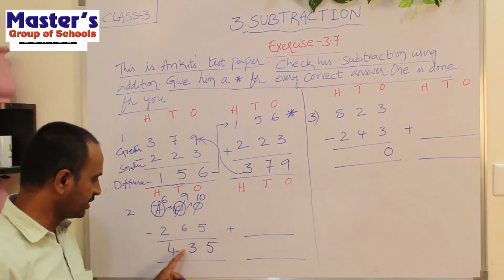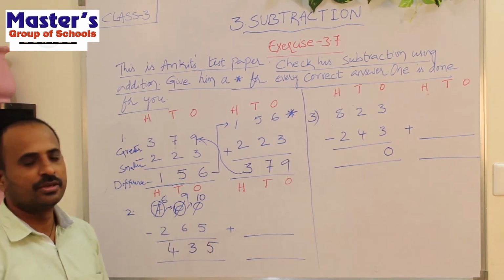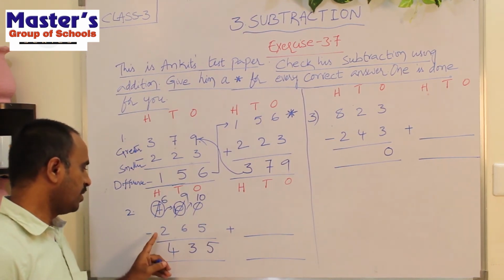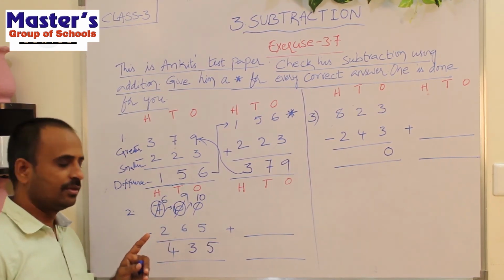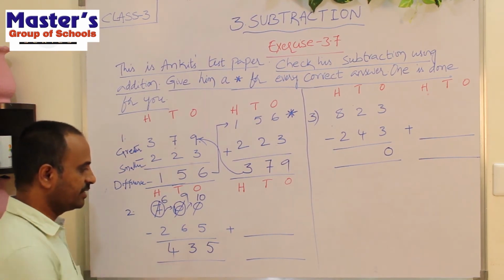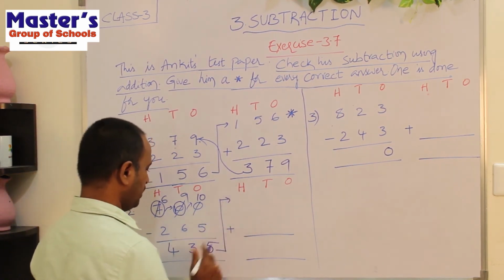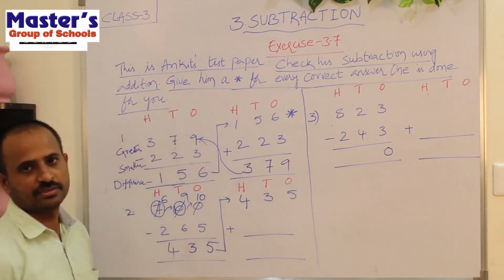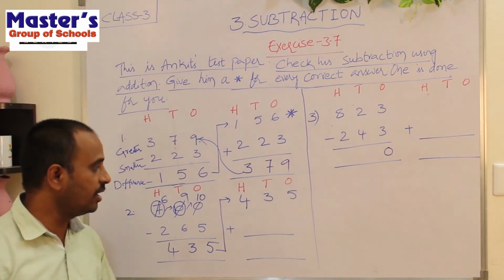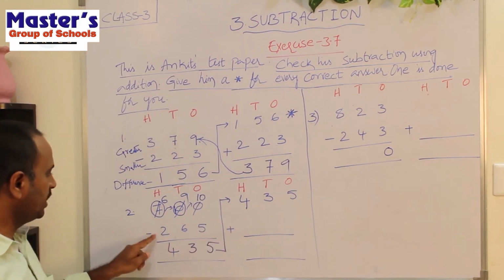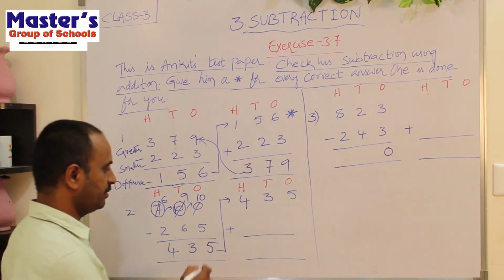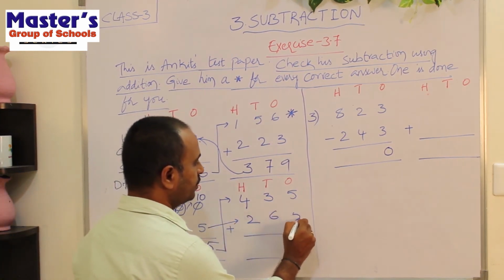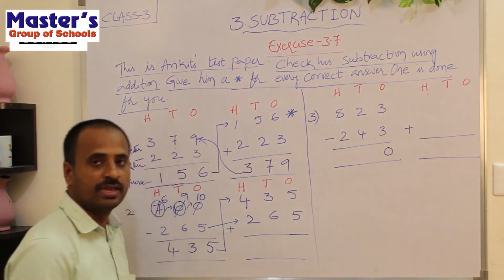Now we can verify this subtraction by using addition. So in addition, what do we have to do? We have to add the smaller number to the difference. So first write the difference. What is the difference? 435. So first write the difference here. Next, add the smaller number to the difference. So what is the smaller number here? 265. So 265 is the smaller number. So write 265.